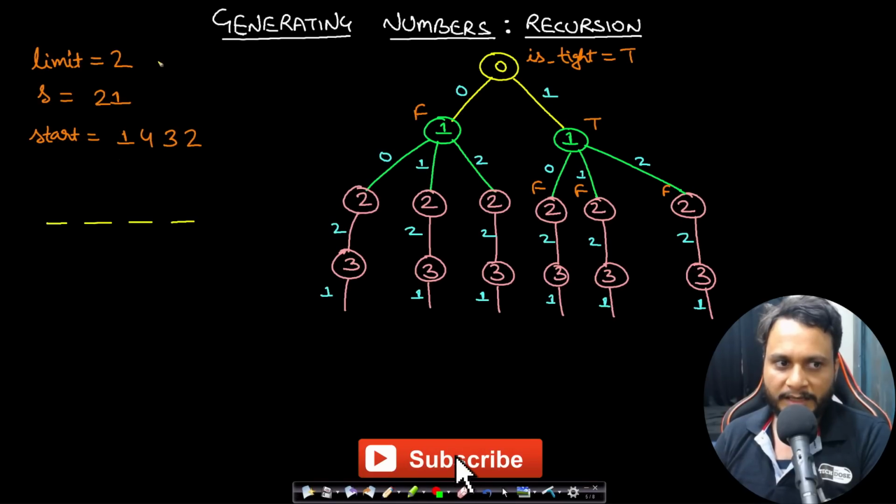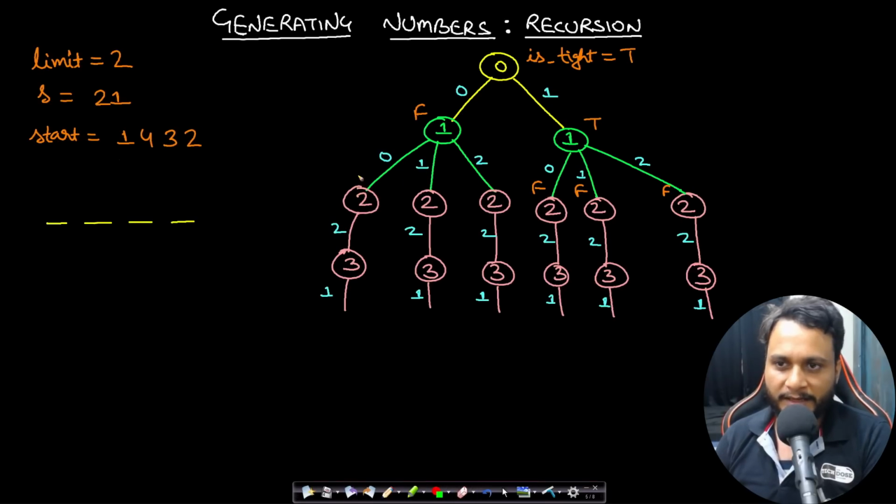Now once you have got that idea, let me show you a recursion tree diagram of how to use recursion to generate the numbers. So I will be taking a limit value 2, and let's say the s value being 21. I have taken a start value to be 1432. So maybe I want to generate all the numbers from 1 to 1432, or you can say that this is my finish number. Anything is fine, right? So I have a 4-digit number. Now you think about this position 0, 1, 2, 3. This is position 0, 1, 2, 3.